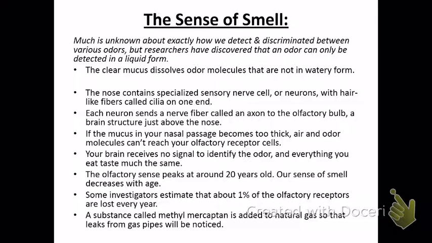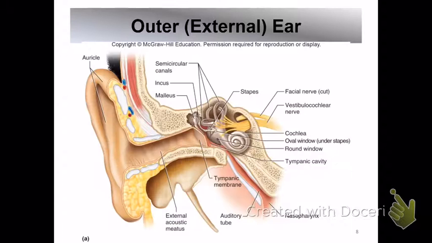So that was all that, those words. And the only thing I've really highlighted on my paper is the olfactory bulb. So make sure that you've got that one. Okay, moving on to sense of hearing now.